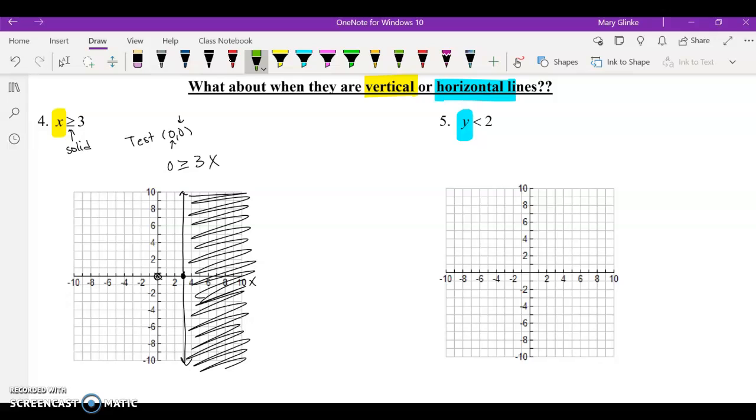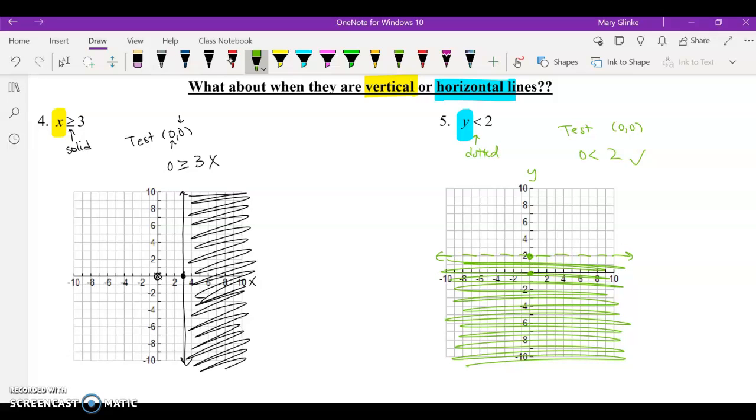Which then means this next one is kind of the flip of everything. This one is going to be a dotted line. We're going to go to 2 on our y-axis and draw a dotted or dashed line. When we test 0, 0, we get 0 is less than 2. This is a true statement, which means 0, 0 works. So we want to shade the part with 0, 0. And thinking about that, those are all of your y values that are less than 2. So that's how you do the graphing, including vertical and horizontal lines.